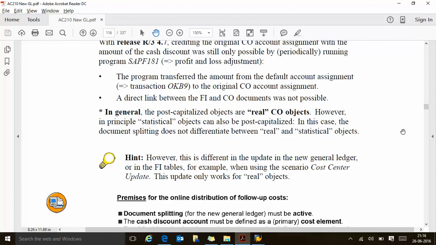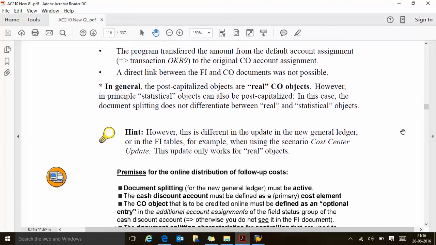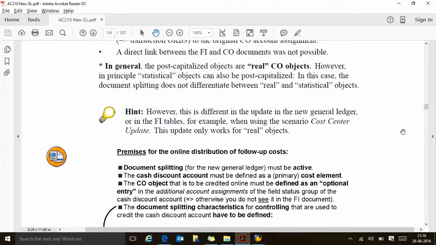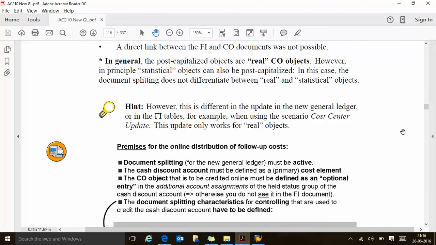However, this is different in the update in the new GL or in the FI tables. For example, when using the scenario cost center update, the updates only work for real objects. So the real objects are the main objects in the accounting system.